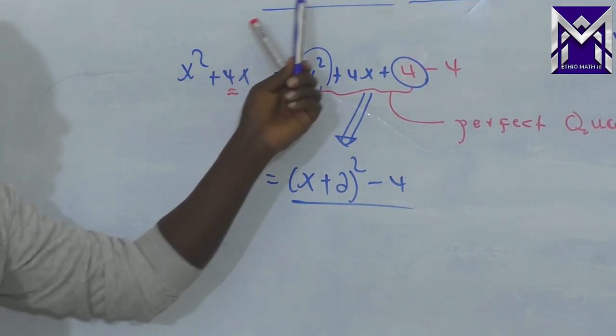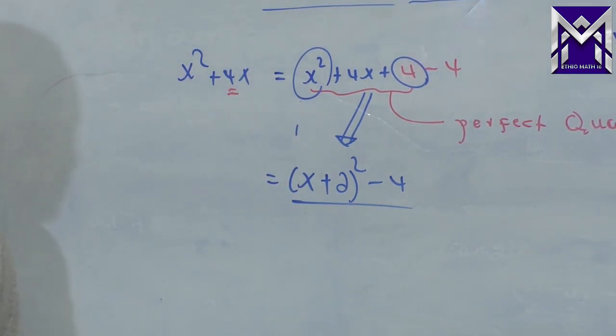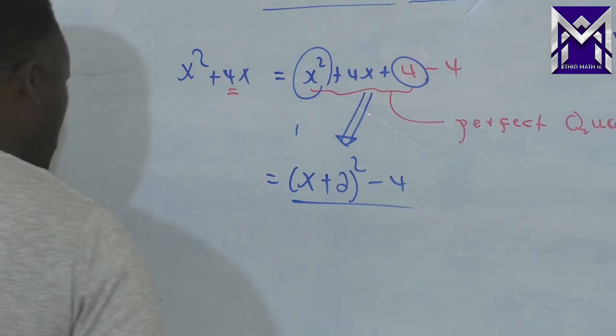Now this is written based on the completing the square method. After doing this, we can go on to solve the problem. But first of all, you have to know how to find the completing the square of any quadratic. Let me explain another problem.